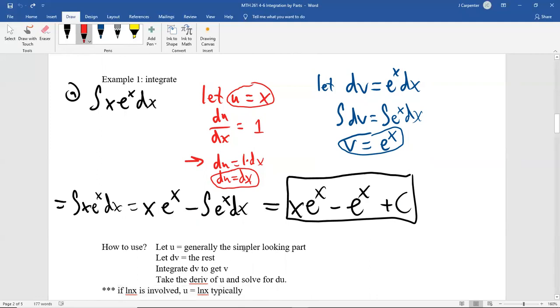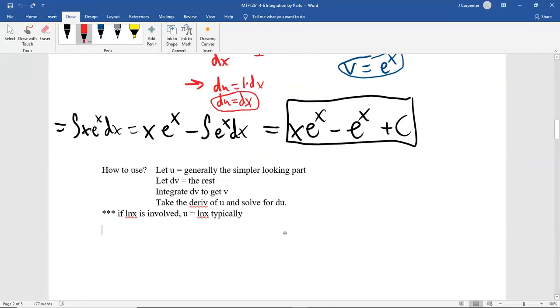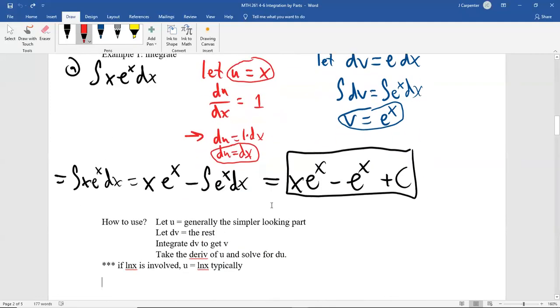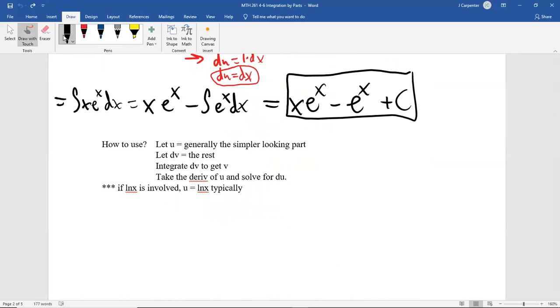Now, 20 minutes in, we'll finally talk about a new example. So that was example 1a. We'll call this b. Let's do the integral of x cubed times the natural log of x dx.